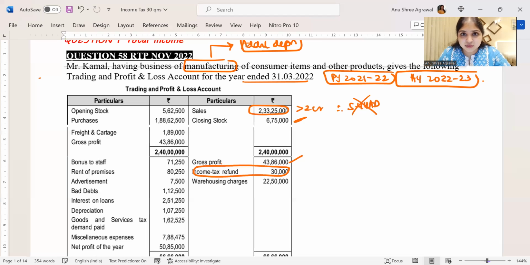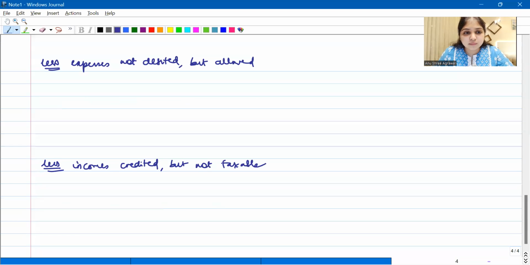What about income tax refund? Is income tax refund a PGBP adjustment? No, it is not my business income. So I have to remove it from PGBP. So how will I remove it from PGBP? Less income credited but not taxable. Under this, we have income tax refund. How much income tax refund do we have? We have income tax refund of 30,000 rupees. This I will remove from here.